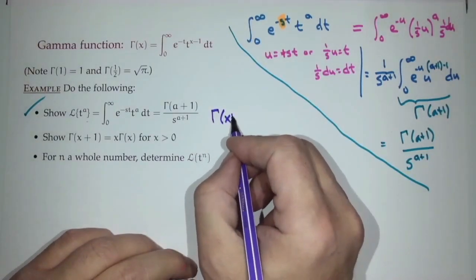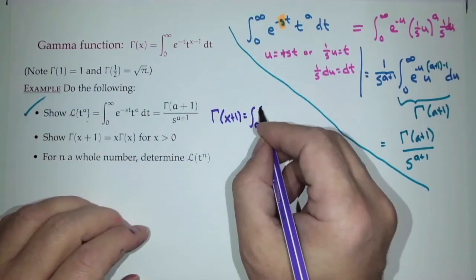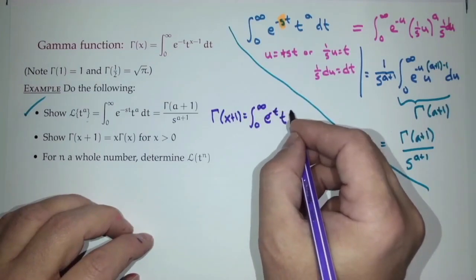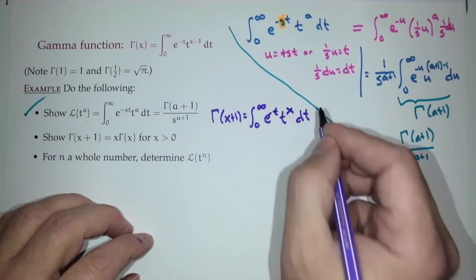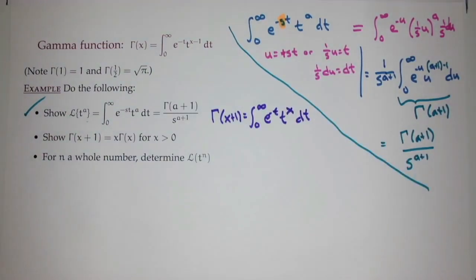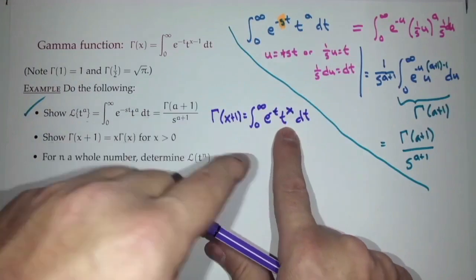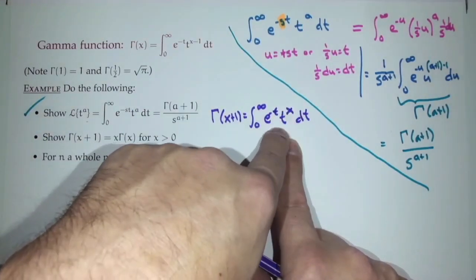So gamma of x plus 1. According to the definition, that's the integral from 0 to infinity of e to the minus t times t to the x plus 1 minus 1, which would be t to the x. And if I want to relate it back to gamma of x, I really want to somehow get that t to the x, I want to subtract 1 from that exponent.